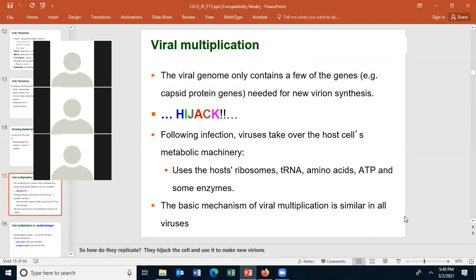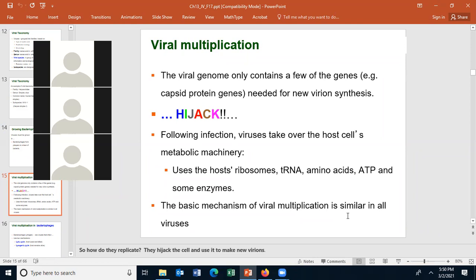Let's talk a little bit more about viral multiplication. The viral genome only contains a few genes, such as the capsid protein genes needed for the new virion synthesis. How a virus multiplies is generally they hijack a host cell and then use that host cell to replicate the virus. Any question about that? So they hijack the cell and then use it to make new virions.